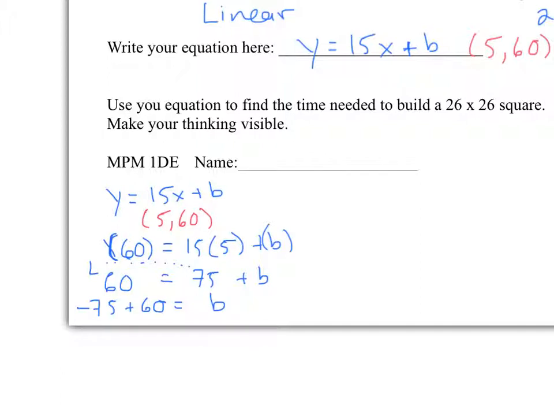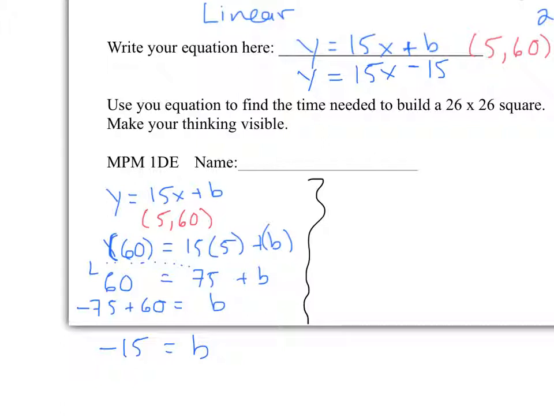Now once I've done that, well, negative 75 plus 60, well, it's going to be negative 15. So that's going to be equal to my b. So I've now figured out that my equation is y equals 15x minus 15.